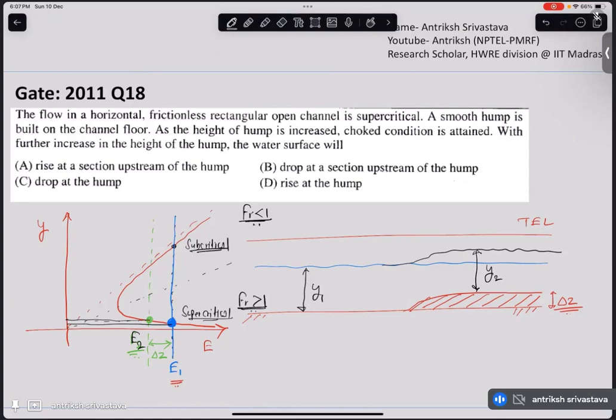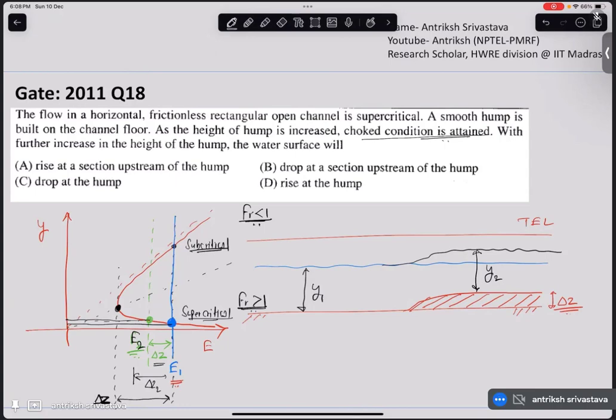Now what more have they told us? They have told us that the height of the hump is increased and choke condition is attained. What is the choke condition? Choke condition represents the point where you are at the critical stage. So from supercritical, you kept on increasing the height of the hump. First it was delta Z1, then maybe you increased it to delta Z2, and you increased it till the point when choke condition was obtained. So your flow is now like this. This is your delta Z final.